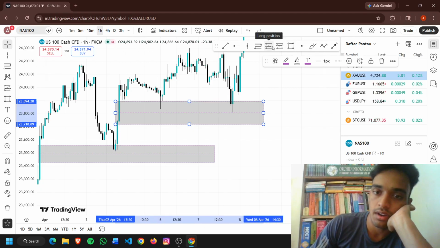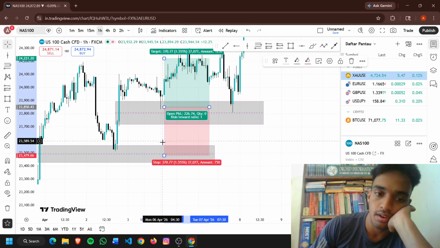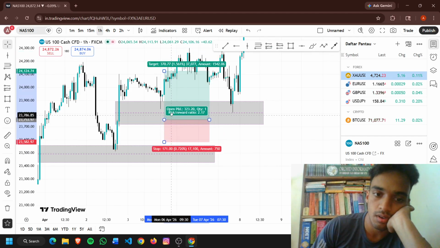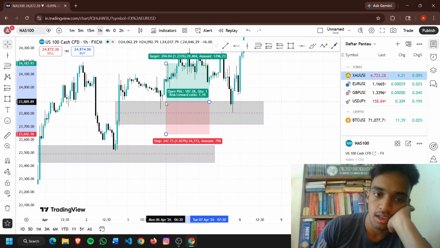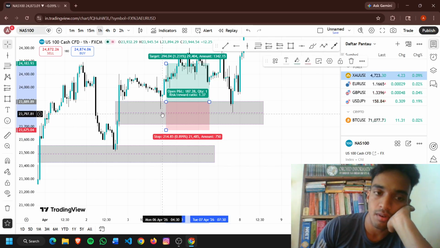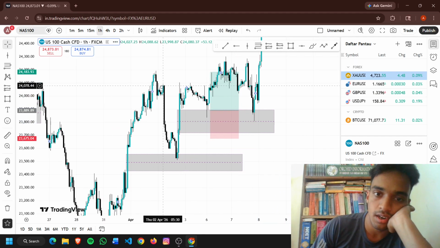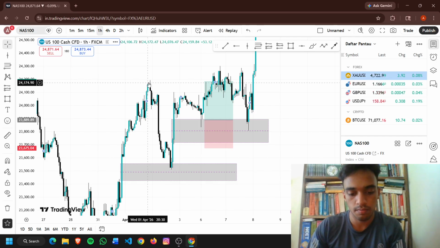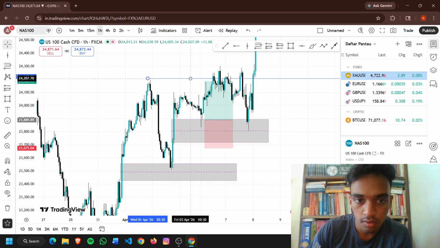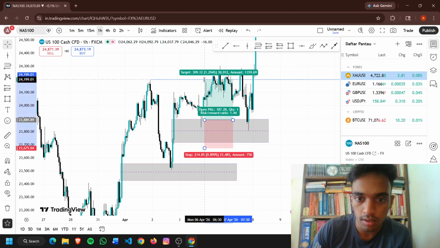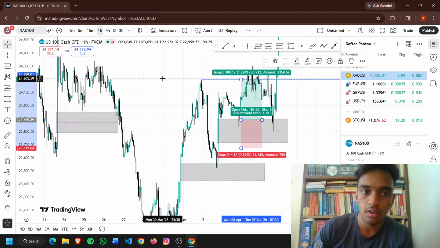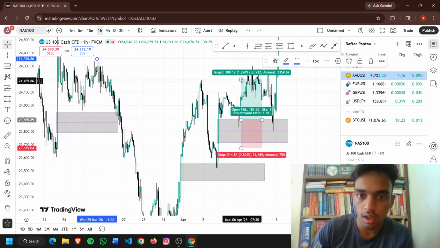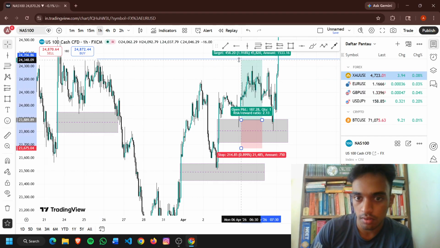You could have kept a buy limit order over here, exactly over here, on the starting of the fair value gap, and kept your stop loss over here, and entered a trade. This will be your point of liquidity. You could have targeted this. That is a 1:5, or you could have gone for this liquidity over here. That will be a 1:2 trade.